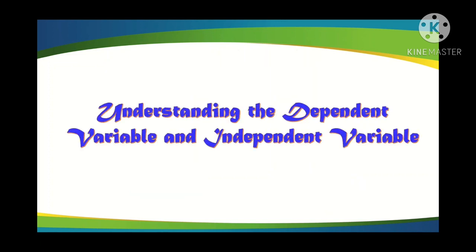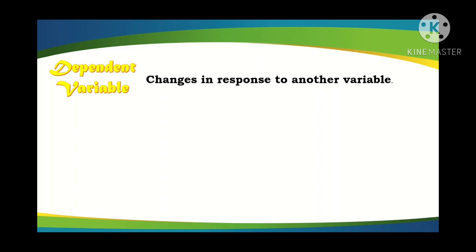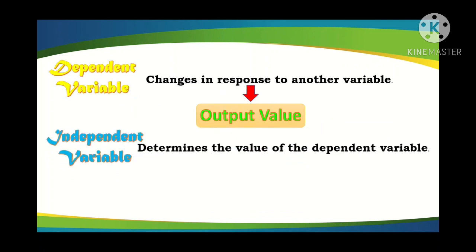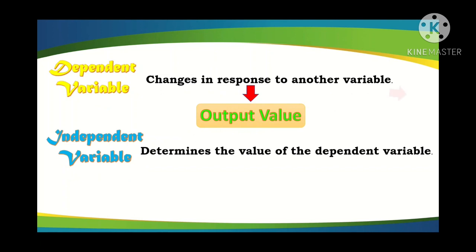Now, let us proceed to understanding the dependent and independent variables. How will you differentiate between the two? The dependent variable is the one that changes in response to another variable. That means this is our output value, while the independent variable is what determines the value of the dependent variable. So this is our input value.